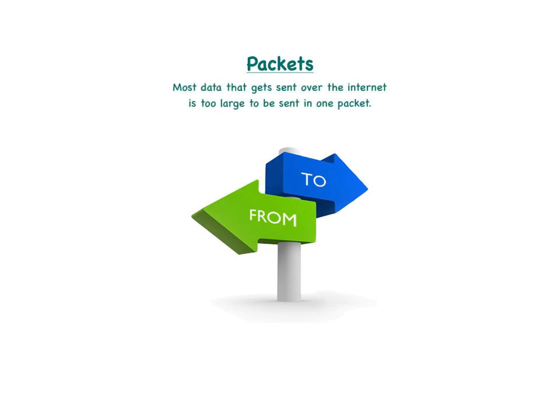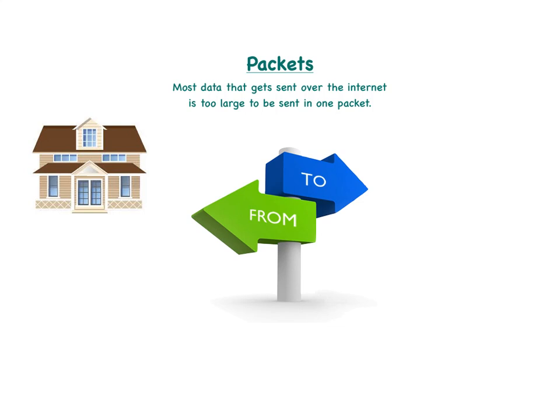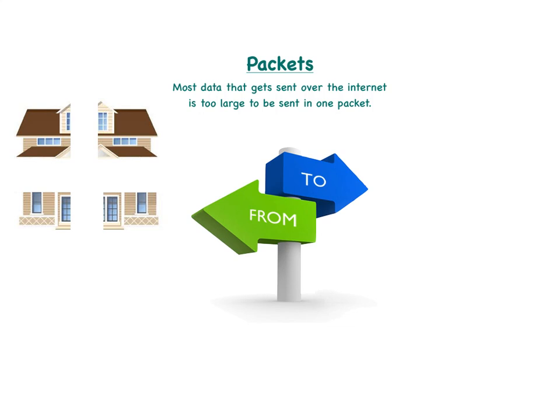And the reason we use multiple packets to send data is because most data that gets sent over the internet is too large to be sent inside just one packet. And I'll use an analogy to illustrate this. Suppose you plan to build a house and you're ordering all the parts you need to build that house. Obviously, a house can't be shipped to you already put together. You have to send that house in parts. Then, once each of those parts arrive at the destination, you can put those parts together and construct the house.